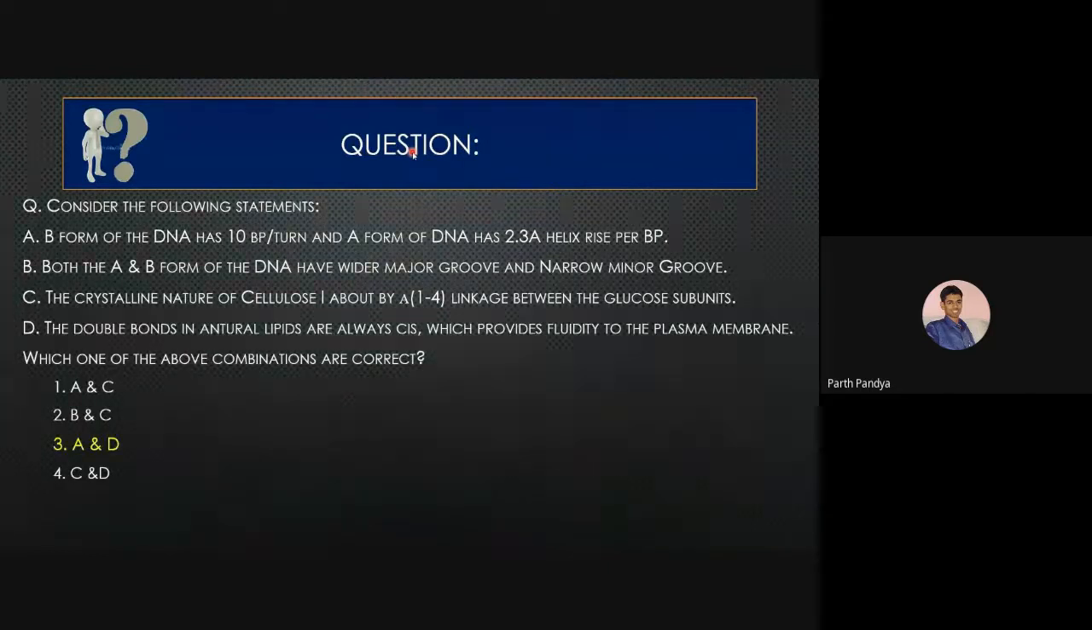And why did you not think about B, the B statement? Sir, I was only sure about the option C. The rest of the options I was not sure. But according to the options, only C was not present in the third. Okay. Generally, A and B form, they both have the similar major and similar minor groove. So it is not like that. Yes, the major and minor groove will differ with respect to Z form.